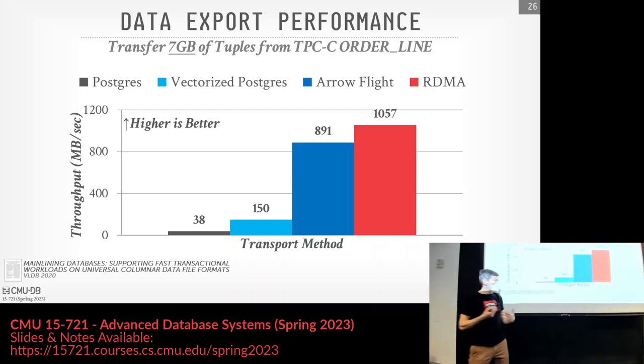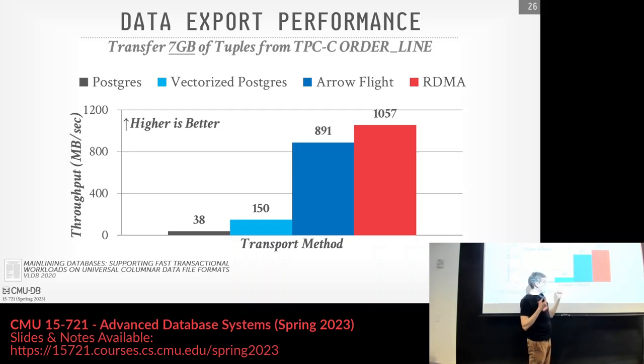So this is why I'm bullish on Arrow Flight, or think of this like an early version of ADBC, because you can get this without specialized hardware. And this is also without io_uring or DPDK. So it's still pretty good.